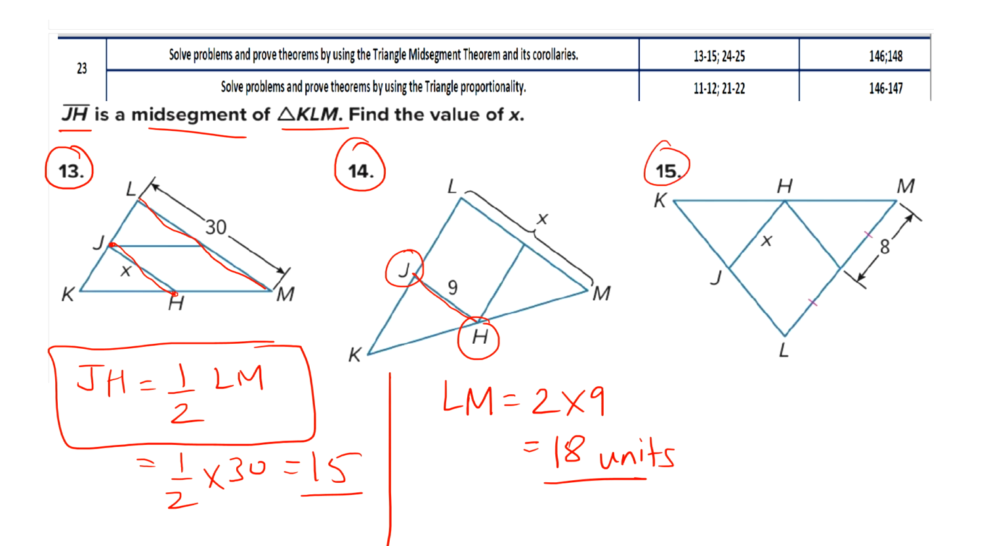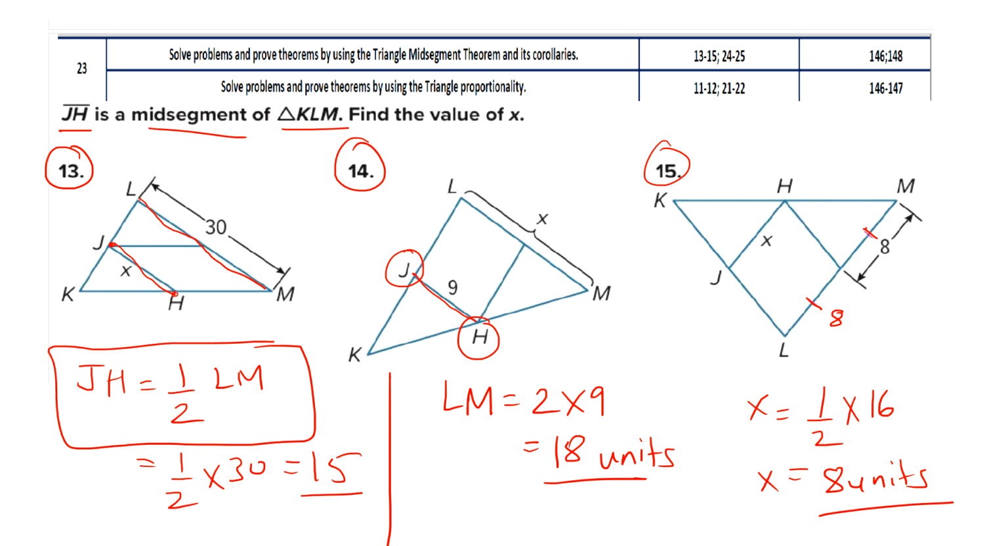Here again JH is the mid-segment, so X is half of the length it is parallel to. Now if you see, there is a marking given, showing both lengths are equal. So if both are equal and this is 8, then this is also 8. So what's the total length? 16. So half of 16, again X is going to be 8 units. Very, very simple. All three questions are solved using the triangle mid-segment theorem.